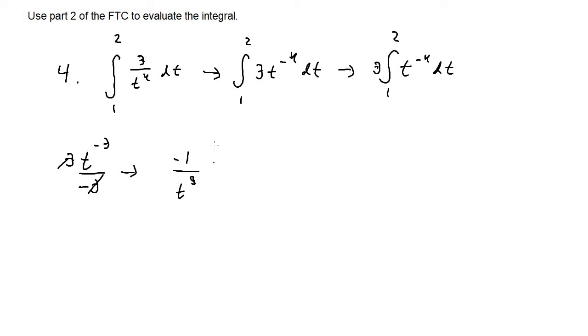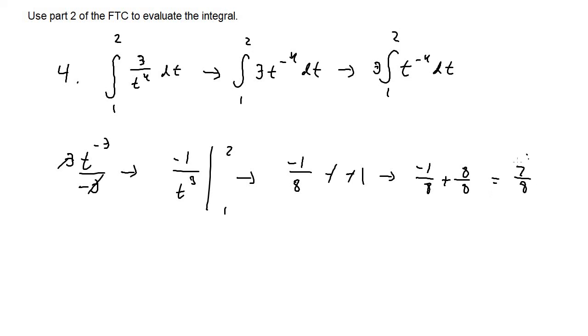Now I can go ahead and evaluate from the bounds of 1 to 2. So when I plug in 2 for t, we'll get negative 1 over 2 cubed, which is 8, minus, when I plug in 1 for t, we'll get negative 1 over 1 cubed, which is just going to be negative 1. The 2 negatives will cancel, and we'll get negative 1 over 8 plus 1, which is plus 8 over 8, and so that will give us 7 over 8.